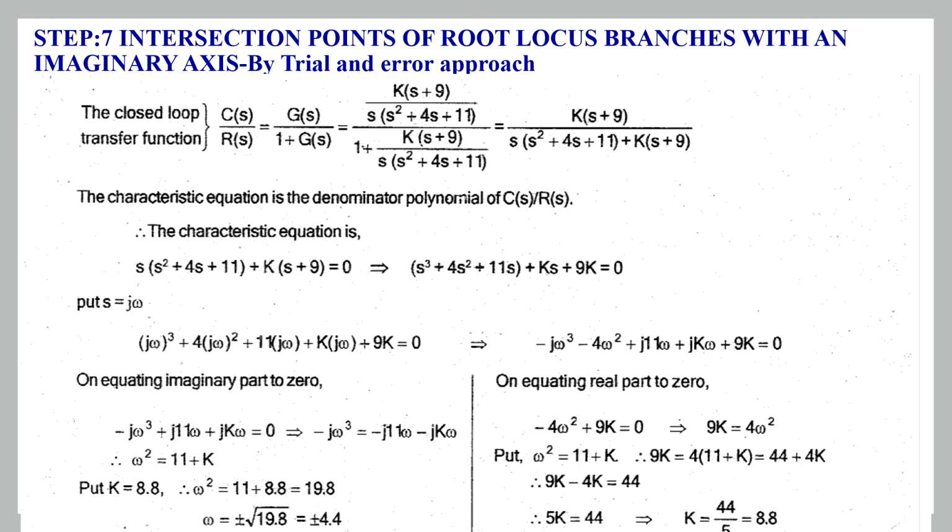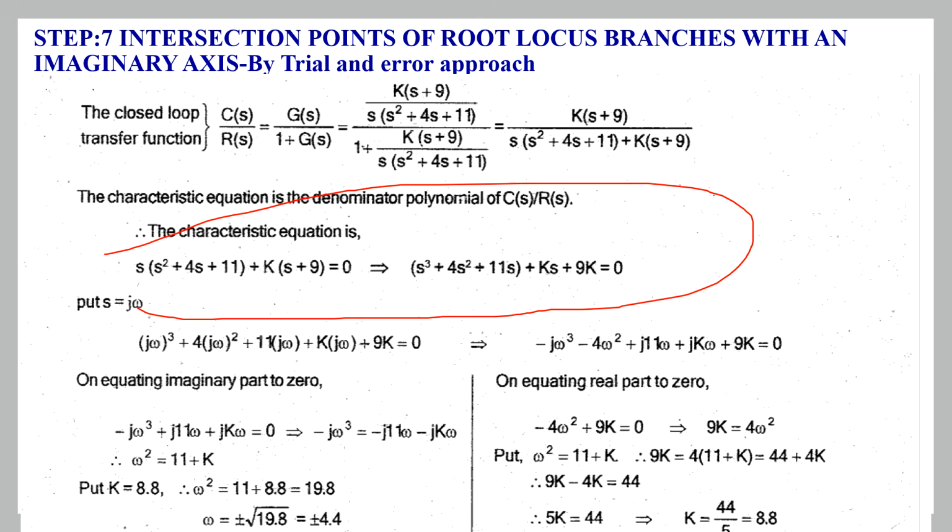Then next, we are going to discuss the intersection points of the root locus branches with the imaginary axis. There are two methods to solve this: the trial and error method or Routh-Hurwitz's method. Here I have solved with the trial and error method. So from the given transfer function G(s), first find the characteristic equation, that is 1 plus G(s)H(s) equated to 0. Then in this equation, substitute s as jω.